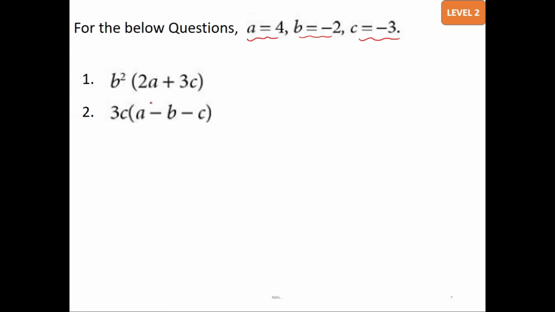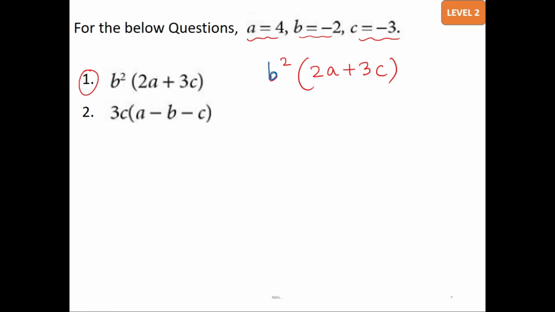As we move on, the expressions given to you are getting more complex. Now here, B square, I'll start with question 1. B square multiplied by 2A plus 3C is the expression given to you, and you have all three variables included: B, A and C. Now from the question, we are using the data given.